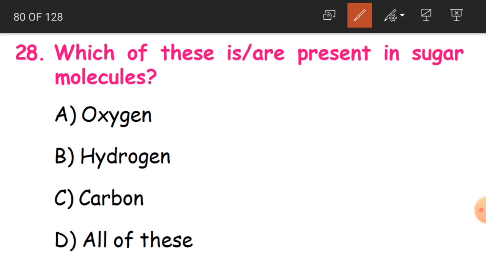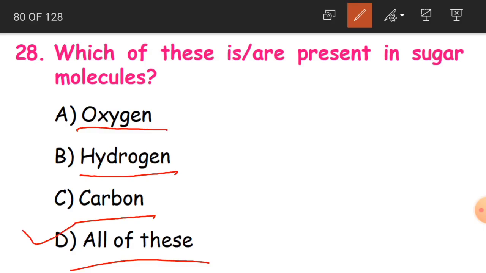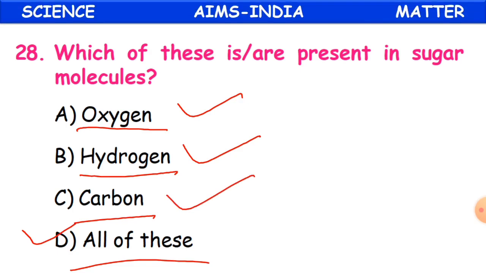Now the 28th question: which of these is or are present in sugar molecules? Here you have been given some three substances. These are oxygen, hydrogen, carbon, or all of these, and the answer is all of these. So in sugar molecules you have oxygen, hydrogen, and also carbon. So these three are present in sugar molecules, and D is the correct answer.